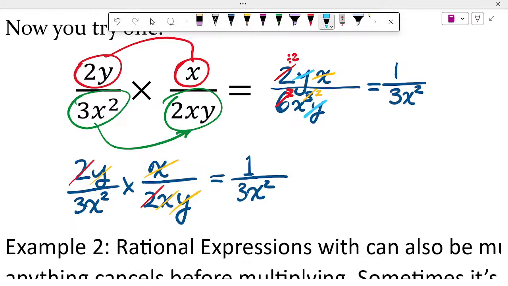It doesn't ask this, but if it did ask, are there any restrictions on this? Is there anything x can't equal? 2 would be fine. 2 squared is 4. 4 squared times 3 is that. Negative 2 would be fine. Negative 2 squared is 4. 4 times 3 is 12.